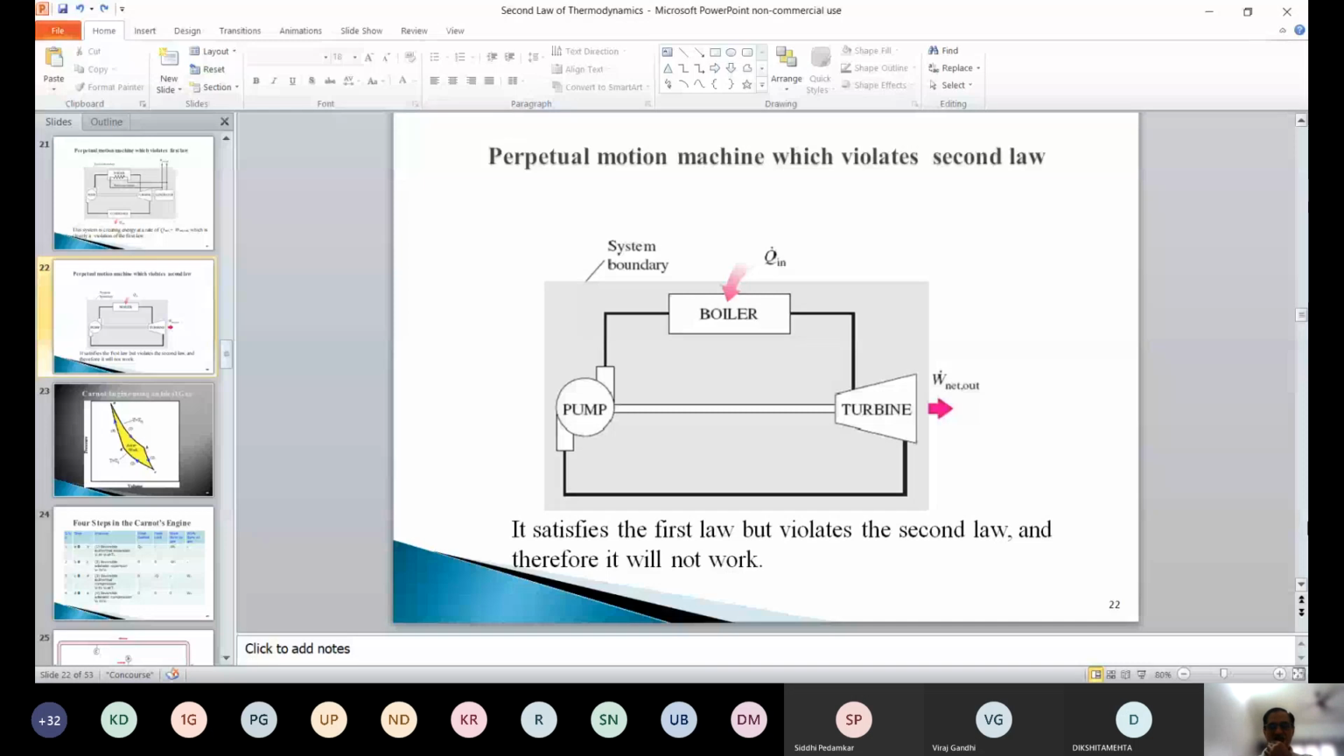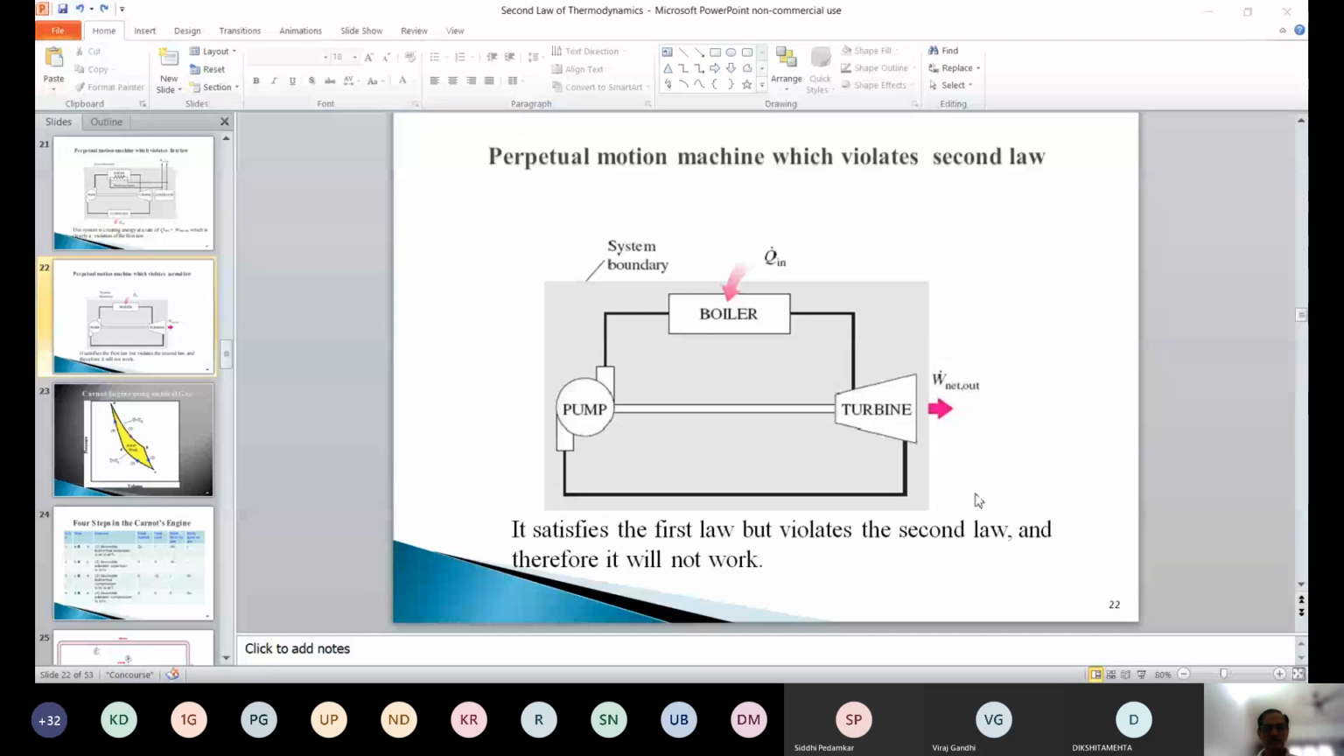Okay, so Carnot engine. Do you remember the Carnot engine? Carnot cycle? Anybody remember the Carnot cycle? Devendra? Reversible engine, cyclic, reversible. The cycle is reversible. Okay. What else?